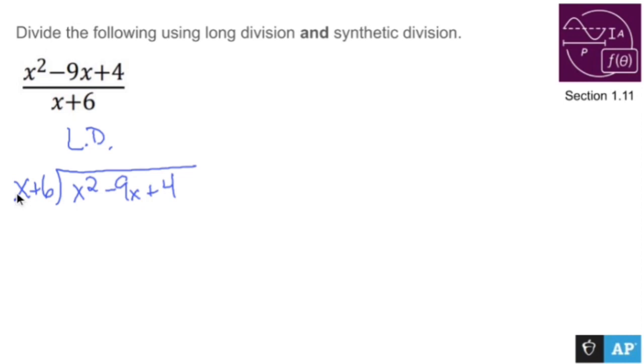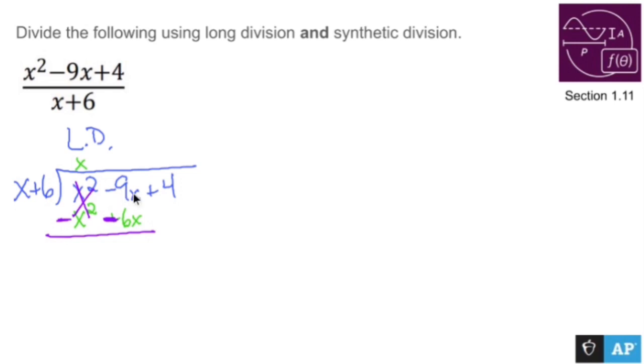You take your factor and you say to yourself, x times what gets me x squared? Well, x times x gets me x squared, so I'm going to put x right there. Just like regular long division, you take that x and multiply it to your factor. X times x plus 6 is going to be x squared. X times 6 is going to be plus 6x. You take this green line and you subtract the entire line, which means you flip the signs of both of these. So this will always disappear.